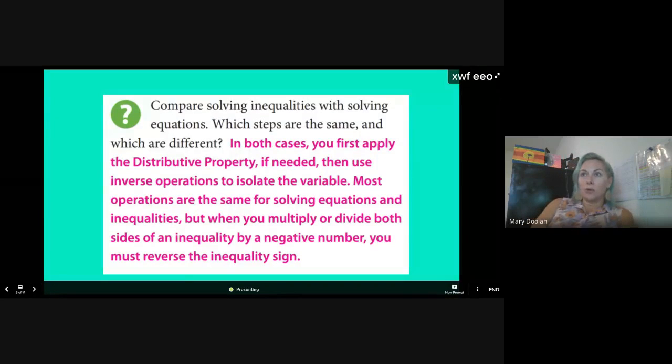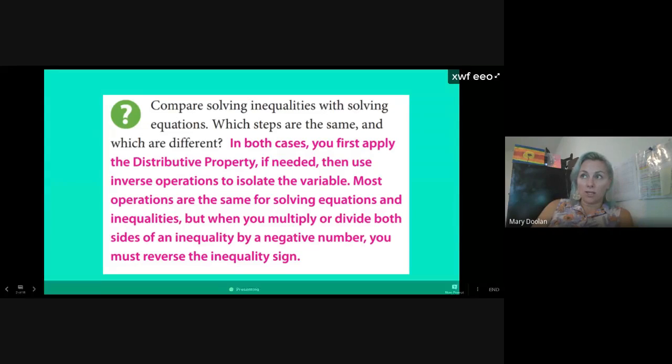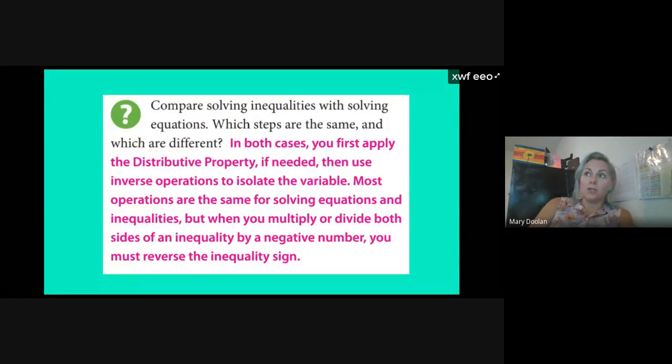If we want to compare solving an inequality with solving an equation, certain things are the same, and something is different. In both cases, you first apply the distributive property if you need it, and then use inverse operations to isolate the variable. That's exactly how you solve an equation, same thing.